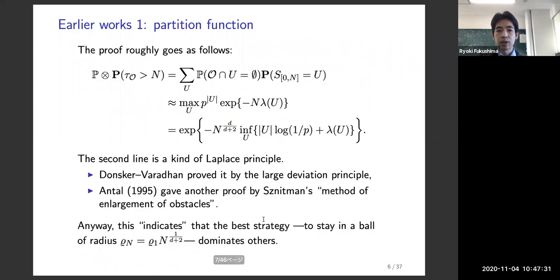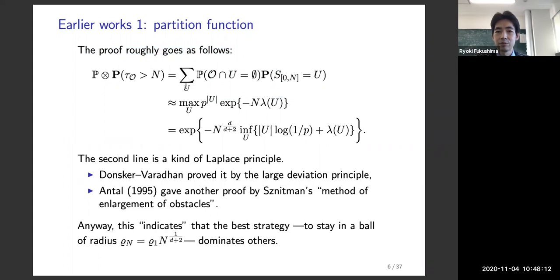So let me tell you how the proof of this Donsker and Varadhan asymptotics goes, because this is relevant for all the other results. The biggest technicality is hidden, but very roughly, the proof goes as follows. You write this survival probability in this way. You disintegrate everything. So you condition on the event where the random walk range has a fixed shape U. And on this event, of course, what you want to have is this condition: you don't want to put any obstacle on this set U.